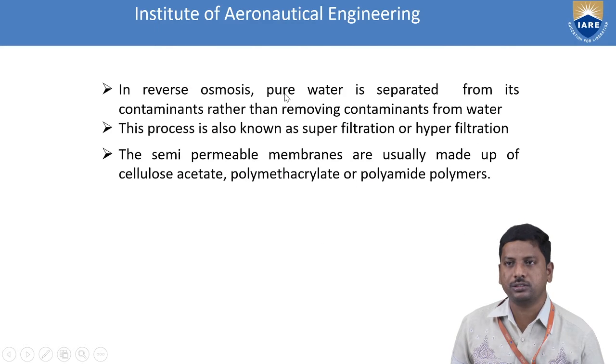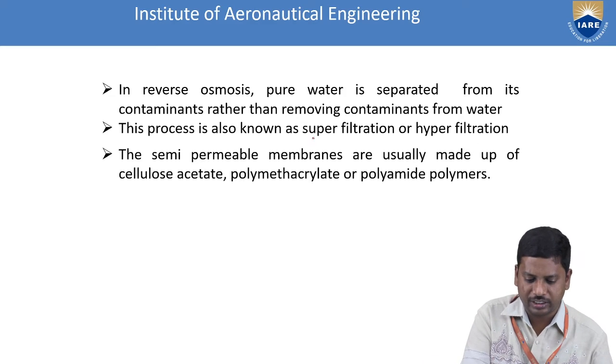So in reverse osmosis, pure water is separated from its contaminants rather than removing the contaminants from the water. That means the contaminants are always present in the higher concentration. Higher concentration of the water means it contains many impurities. Then only we apply the pressure from the higher contamination water to the lower contamination water. Those impurities are removed by reverse osmosis. This process is also called superfiltration and hyperfiltration.